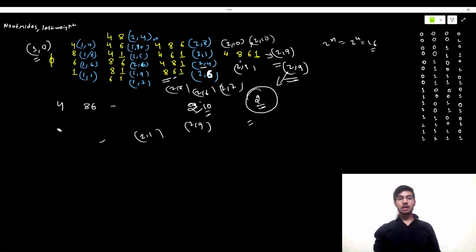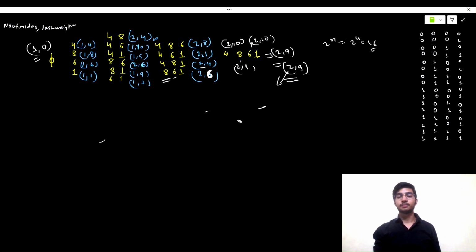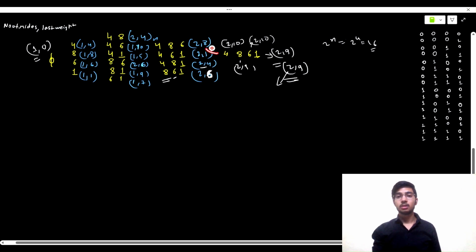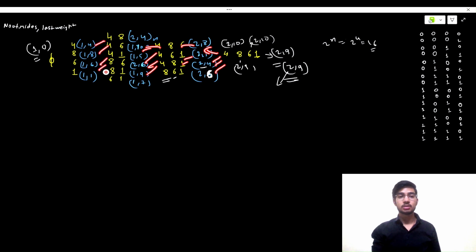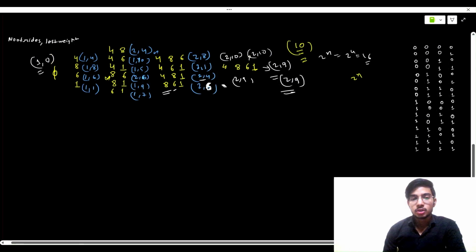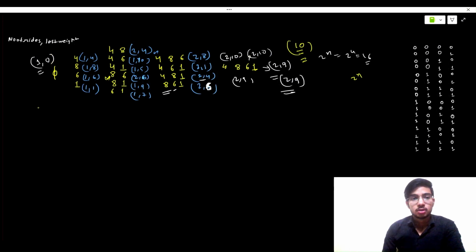Now the main idea is that our next state's answer depends on the previous states, right? And we have to process all these states. This state's answer depends on the previous states, and those on previous states. And I have to process all the 2 raised to the power n states. So to process all these states, I am going to use a bitmask. These masks represent all the subsets.